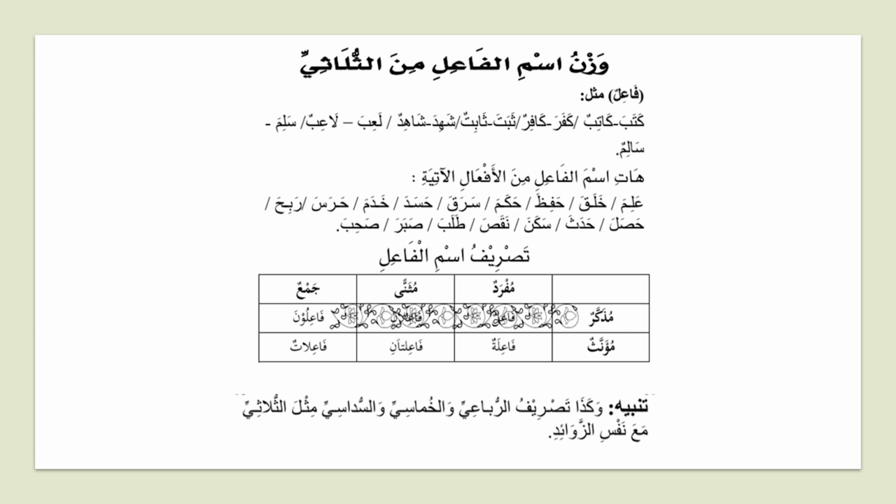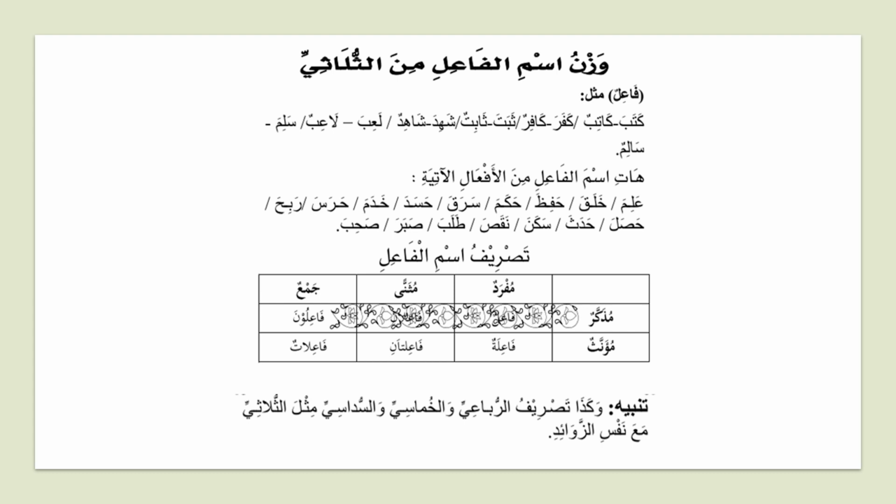Then the author gives us an exercise. هات اسم الفاعل مثل الأفعال التي. Okay, so give me the اسم الفاعل from the following verbs. So we have علم. علم on the scale فاعل will be عالم. عالم is sometimes translated as a scholar, but he could be someone that knows. So عالم is someone that knows.